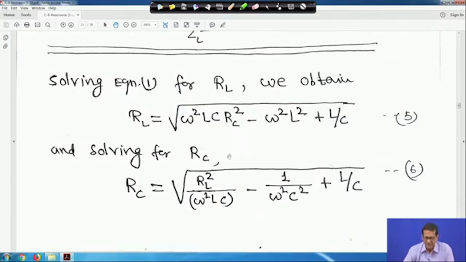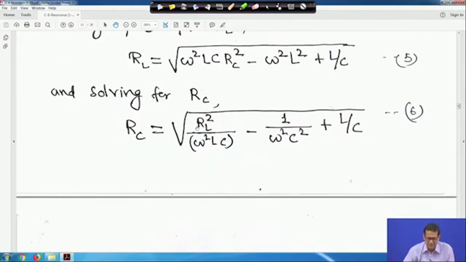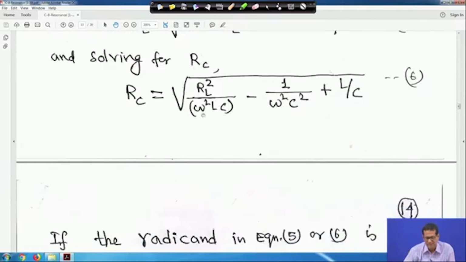This is simple, you can do it. If omega square LC RC square minus omega square L square plus L upon C is greater than 0, then the circuit is resonant, right. So this is for RL, and similarly if you solve equation 1 for RC, you will get RC is equal to the square root of RL square upon omega square LC minus omega square C square plus L by C. This has to be greater than 0 for the circuit to be at resonance, right. So L, C, RL, RC, all these in terms of the remaining variables we got, right.